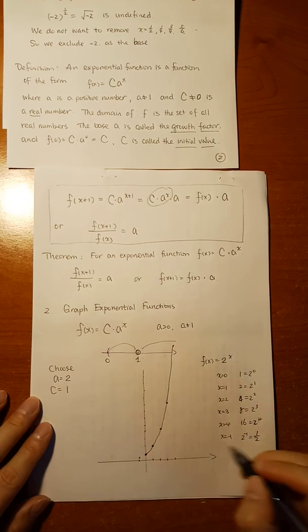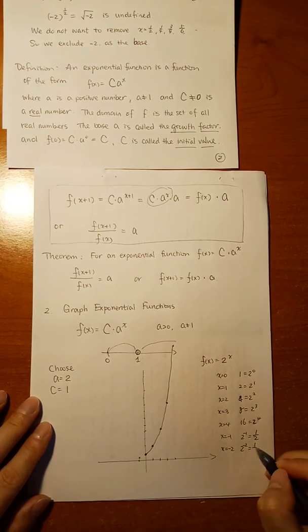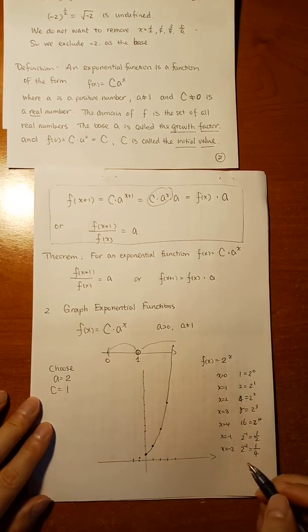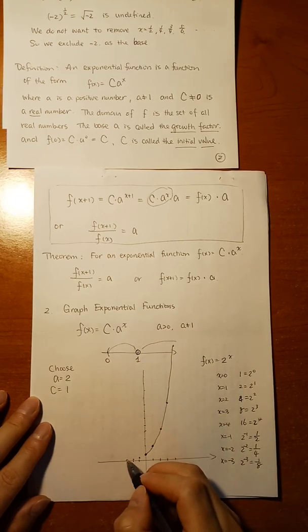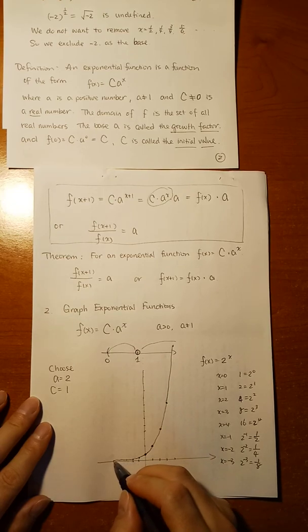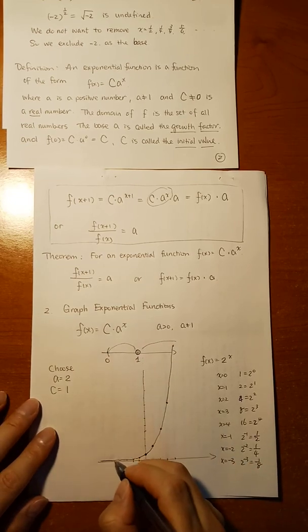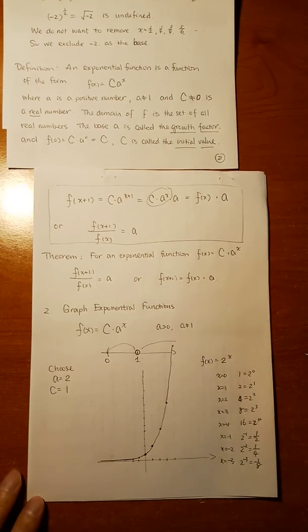Negative 1, a half. When x is negative 2, 2 to the negative 2 is 1 over 4. And when x is negative 3, 2 to the negative 3 is 1 over 8, it is even smaller. So it rapidly goes to 0. So this is a graph of the exponential function 2 to x.